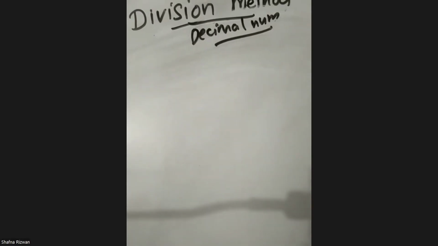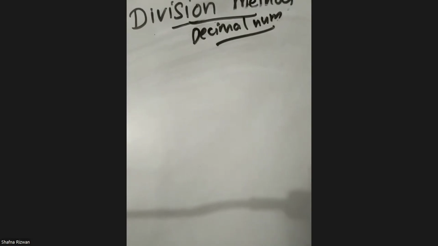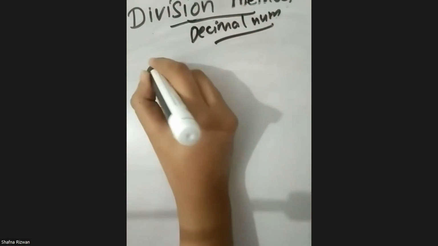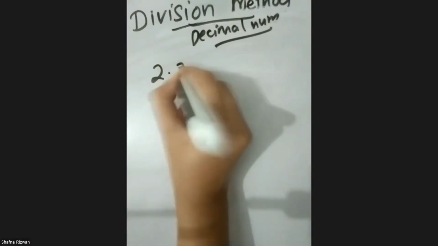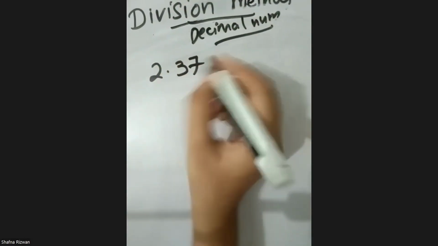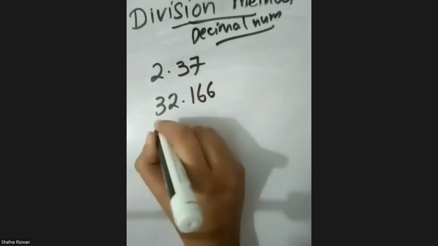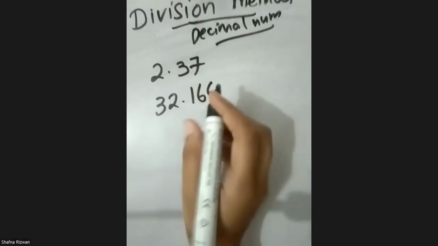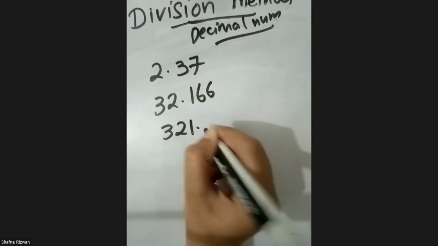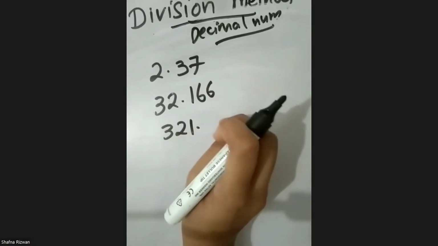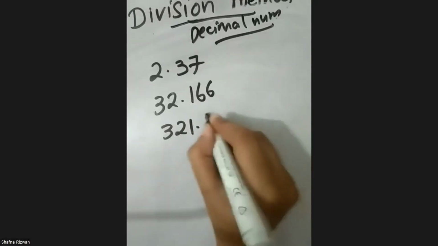Now see here, before taking an example for it, let's take some certain numbers like this. For example, I'm taking here 2.37. And also I'm taking here 32.166. And then I'm taking here 321.351.